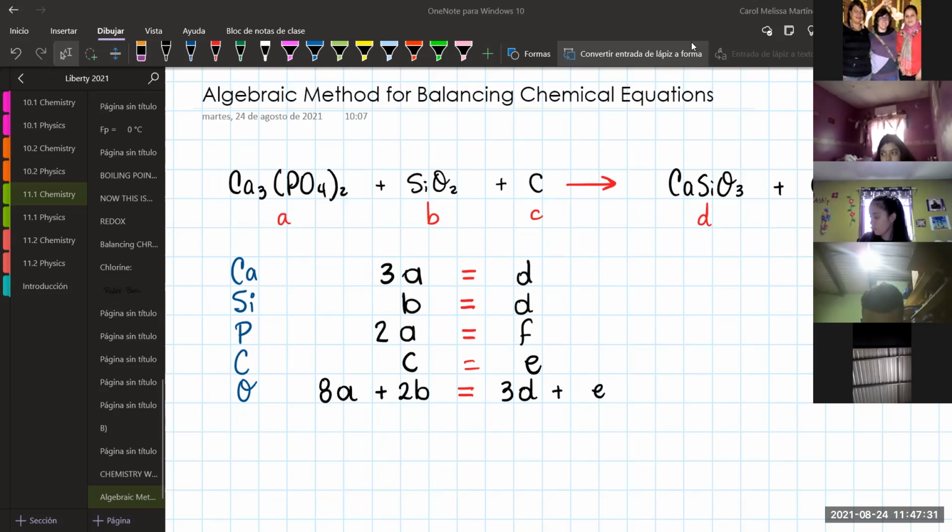Now the next step is we need to see what variable is repeated the most amount of times. Take a look. A is 1, 2, and 3 times. B is in here 2 times. C is 1 time here, just 1 time. D is in here, and also here.